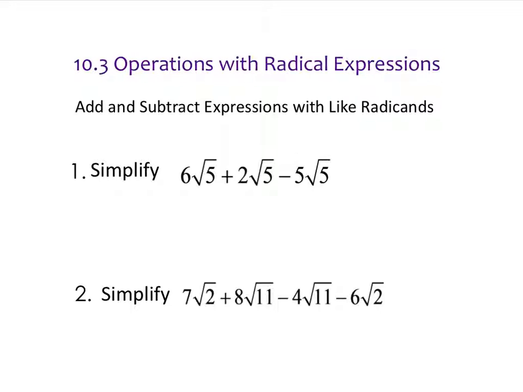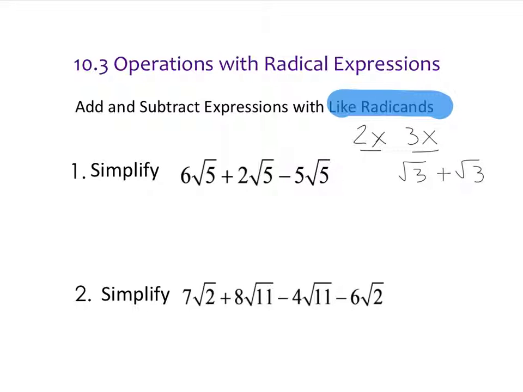You can think of like radicands as like terms, only this time we're looking at what's underneath the radical, which must be the same as what's underneath another radical. So for example, if you can recall, a like term would be 2x and 3x because those both share an x. Here we want to see the square root of 3 plus the square root of 3, and then we'd add those up, and that's like 1 square root of 3 plus 1 square root of 3, which would give us 2 square roots of 3. So that's a little bit about what a like radicand is.